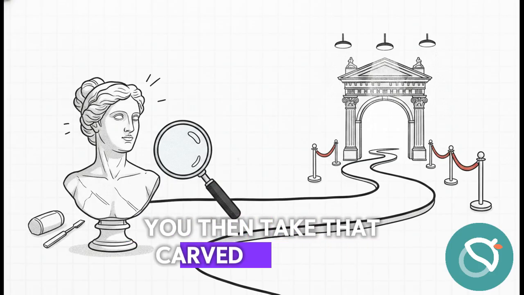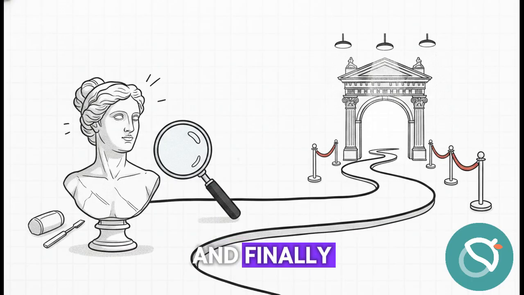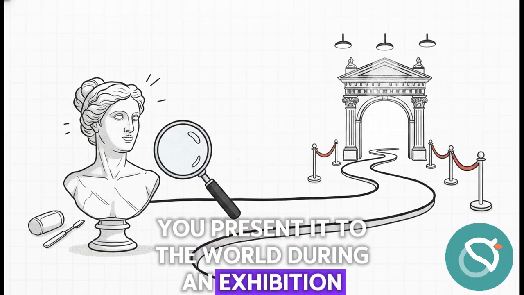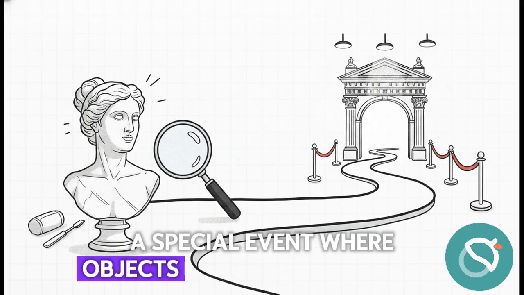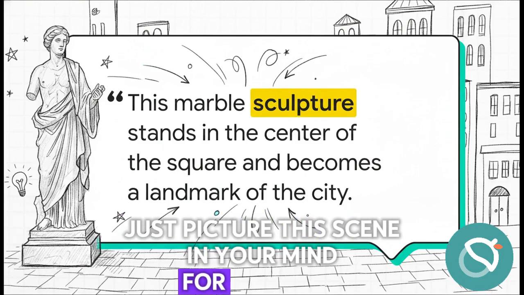You then take that carved work and place it in a gallery, the hall where art is meant to be seen. And finally, you present it to the world during an exhibition, a special event where objects are explicitly shown. See how logically all these concepts tie together? Just picture this scene in your mind for a second.